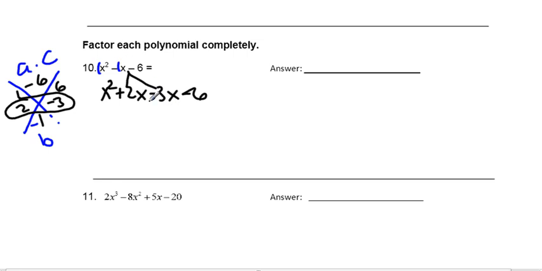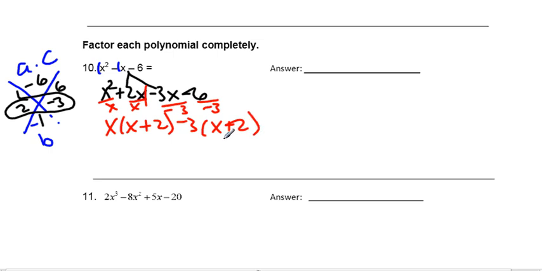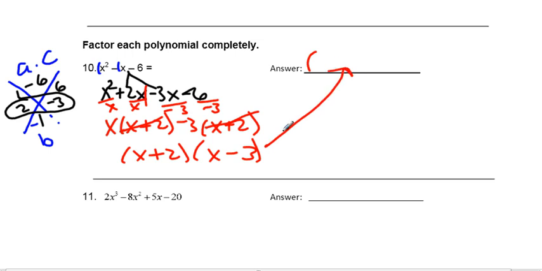You're just breaking apart that bx. Then you're going to split the middle. Factor out an x. Take out a -3. And you get x plus 2. What do they have in common? X plus 2. What's left? X minus 3. I'm just going to put a little arrow pointing up there instead of writing that out.